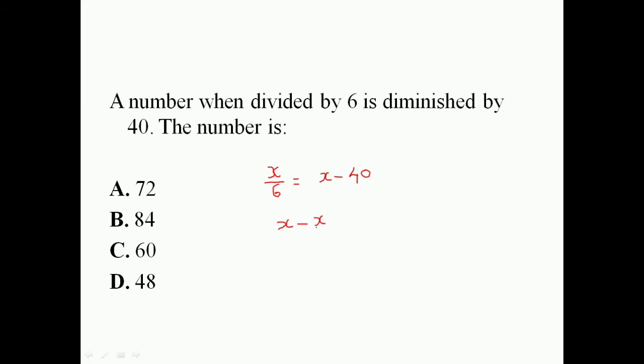x minus x by 6 equal to 40. We can take this x by 6 to the left side, which means x minus x by 6 equal to 40, and then we can take 6 as the LCM, that is 6x minus x is equal to 5x by 6 is equal to 40, and x equal to 48. We will get x equal to 48. Yes, so the answer is 48. Okay, we can move to the next question.